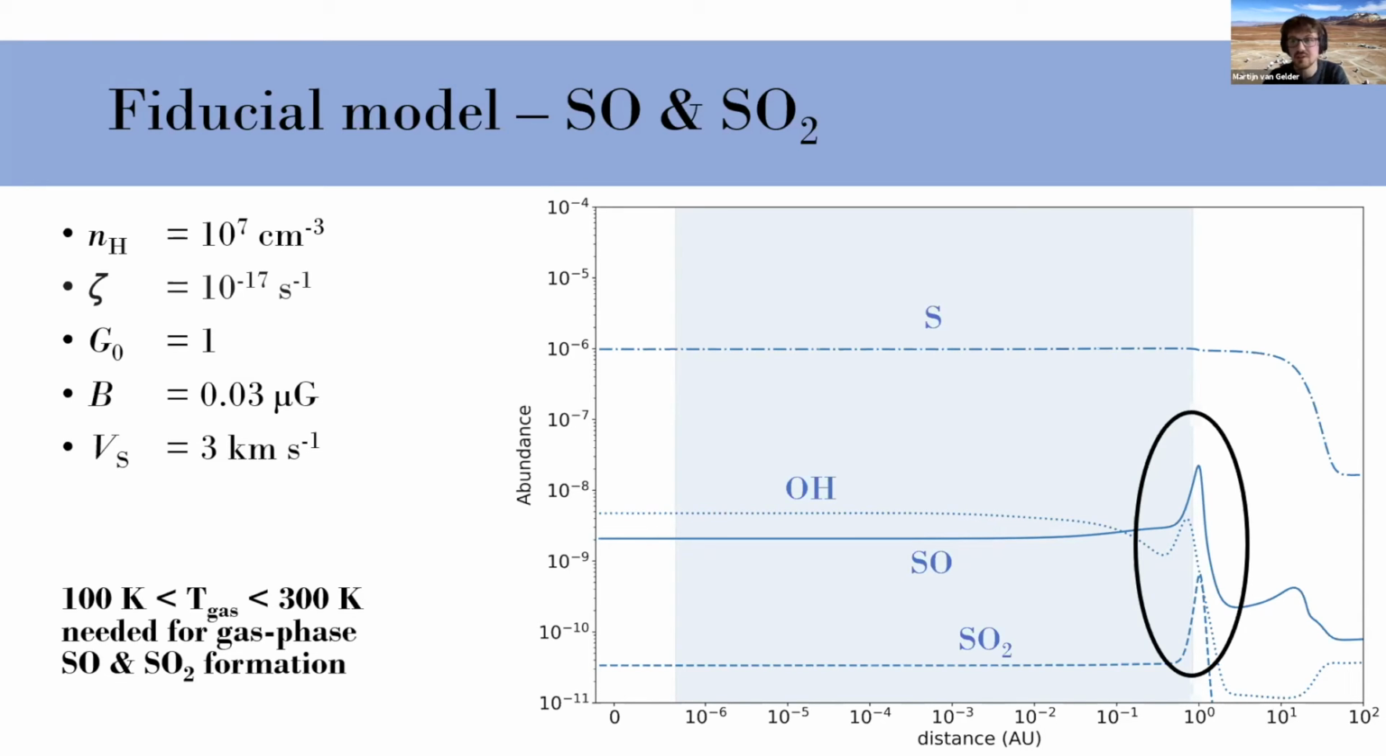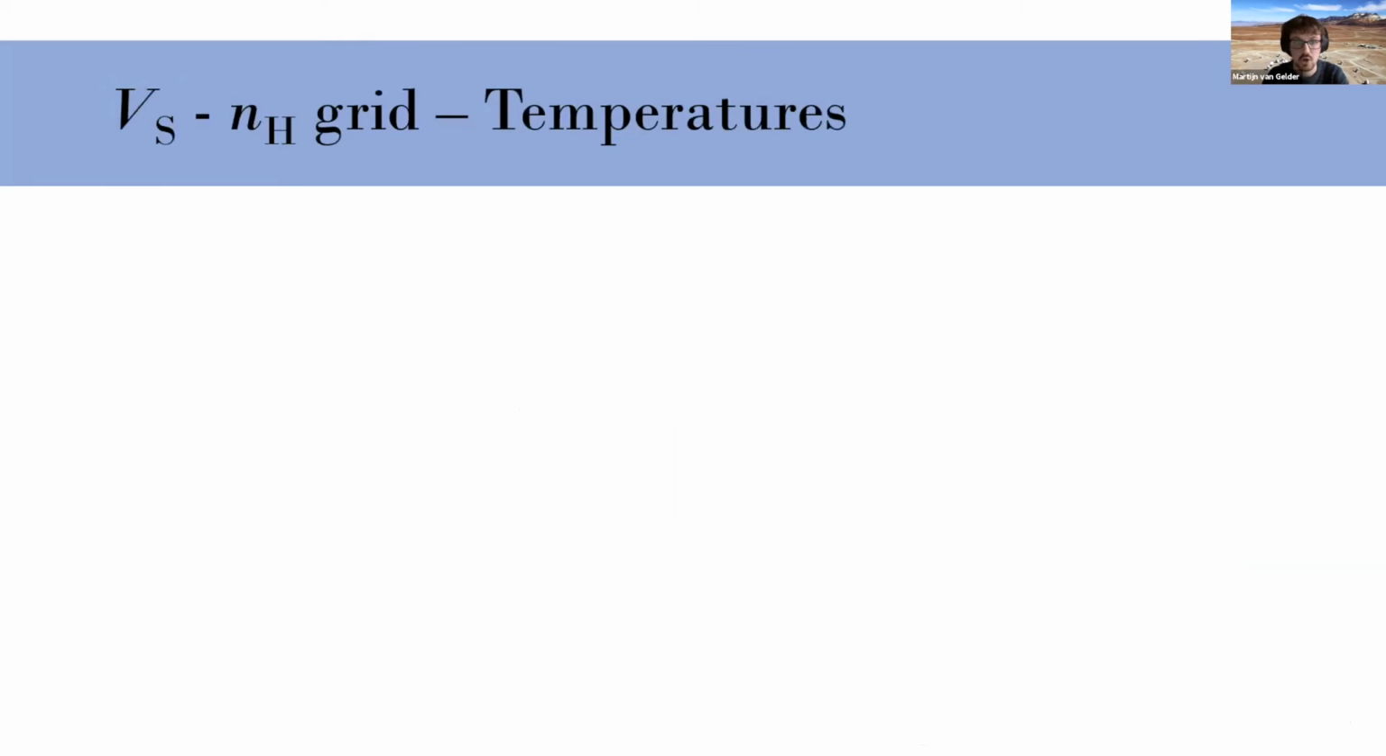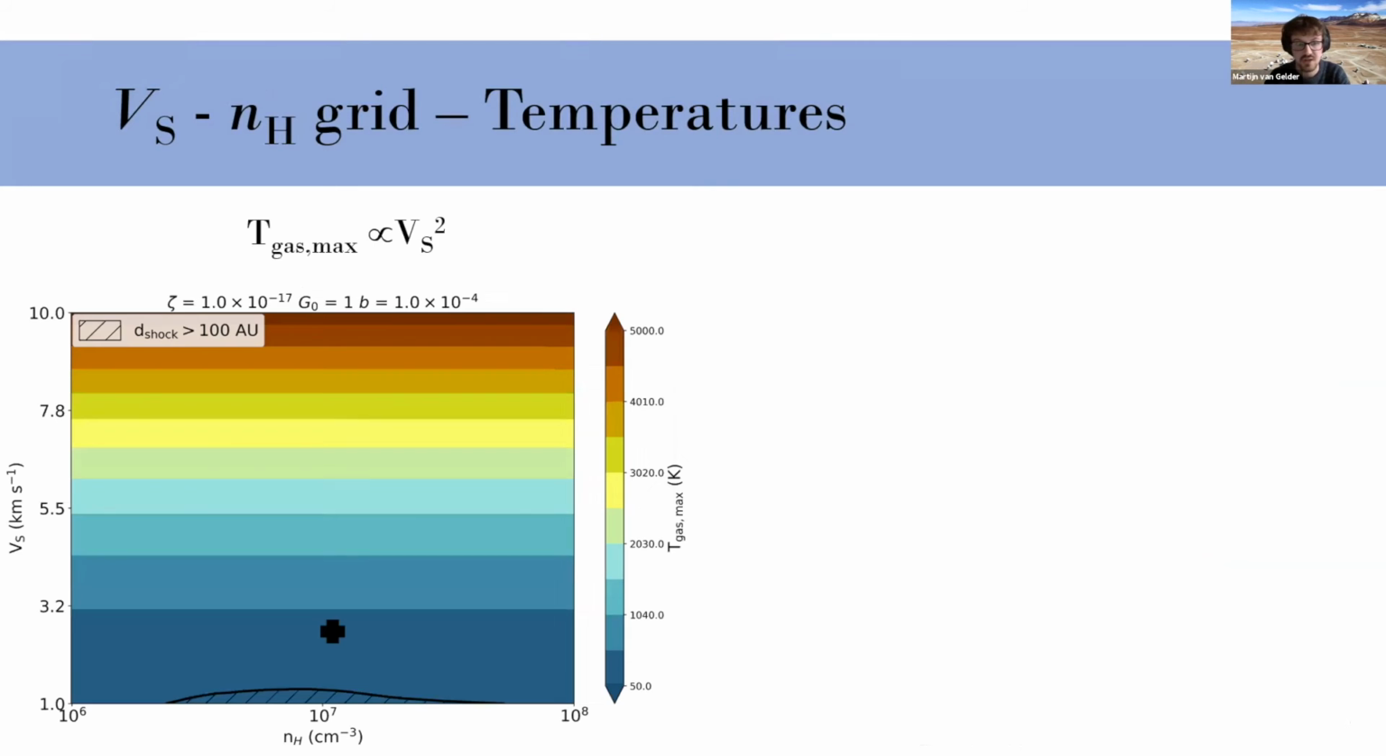But of course, we're not only interested in the fiducial model, we want to test this for many physical conditions. So we run the shock models for many different physical conditions. We assume here a G0 of 1, and we test the effect of initial density and initial shock velocity. To understand that, I first have to show you the effect on the temperatures.